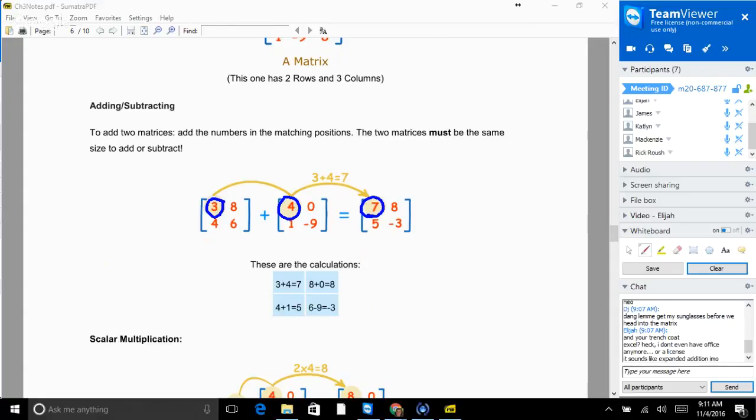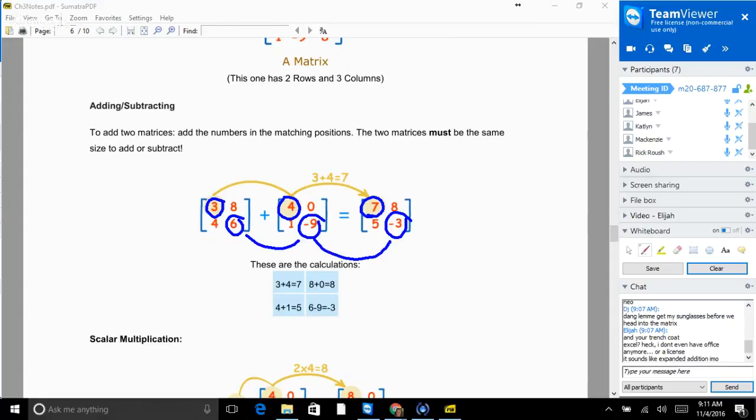If we take our second row, second column, number 6, right? We have to add that to our second row, second column of our second matrix. So 6 plus -9 gives us -3. Expanded addition. That's one way to look at it, Elijah, right? Just going to add in the same place.